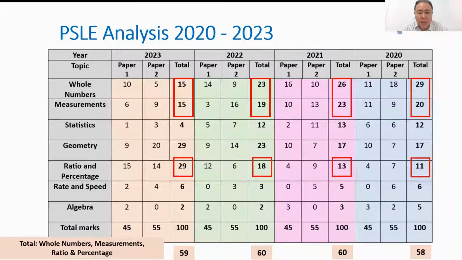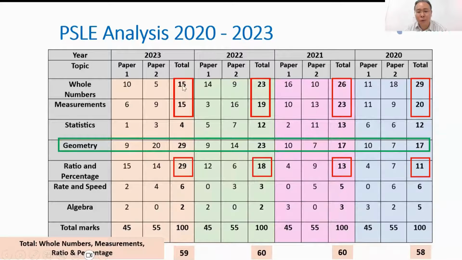You can see the breakdown analysis of individual years of PSLE. Generally, the focus will be around 60 percent on your whole numbers, measurements, ratio, and percentage. All these will make up the bulk of the paper. So it would be good if students are able to master these components, mainly fractions, ratio, and percentage. They should be able to at least get a decent score.